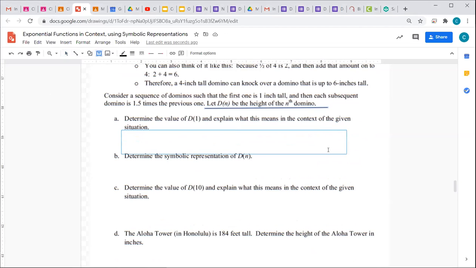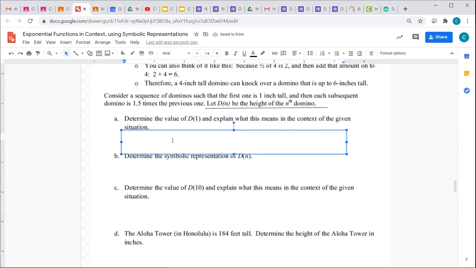So first question here. It says determine the value of d of 1, and explain what that means in the context of the situation. Well, d of 1 is the first domino. They tell me the first domino is 1 inch tall. So d of 1, the height of the first domino, is 1. In context, this means the height of the first domino is 1 inch.